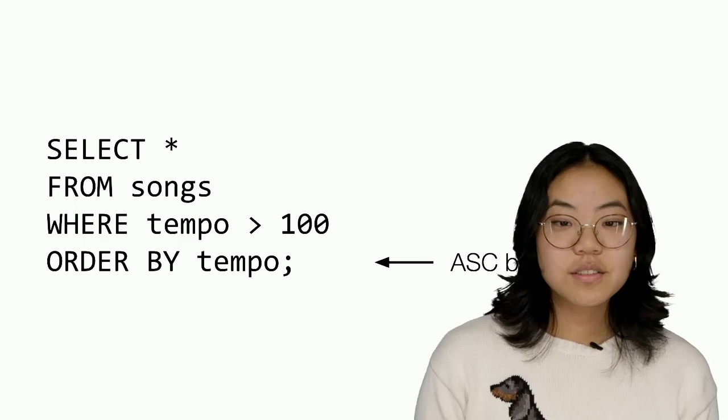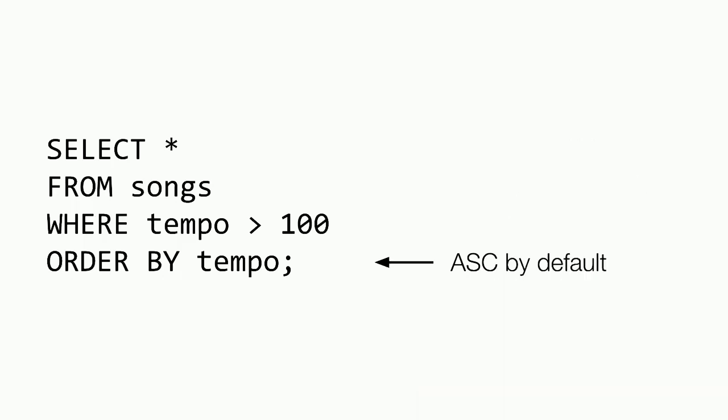If I didn't include descending, that keyword, it would be ascending by default. So I could also specify ASC to specify that I want the tempo to be ordered in ascending order, so from lowest to highest. But if you don't include that keyword, it does that by default, so no need to include it.